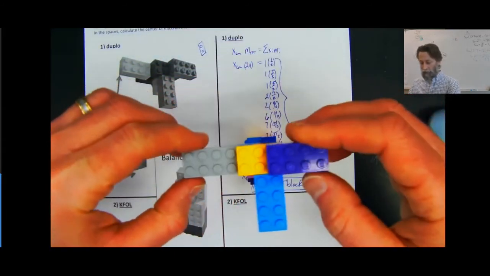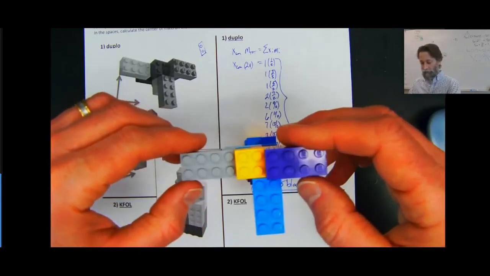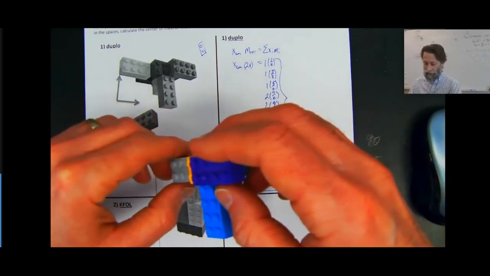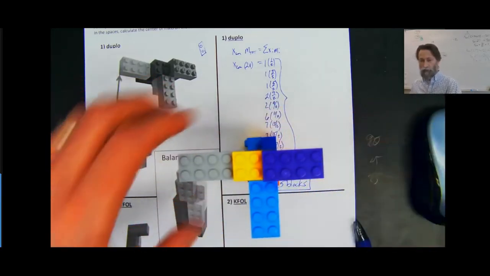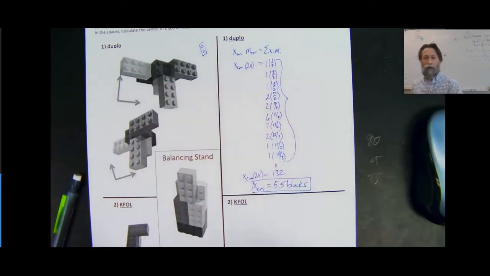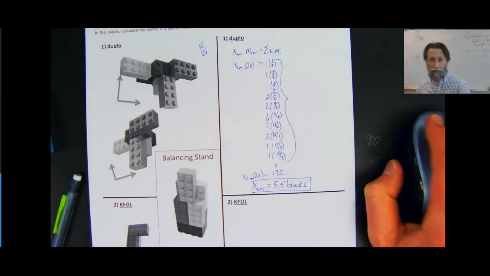So that if I put it any farther that way, it tips that way. If I put it too far this way, then it tips that way. And that's how I know that my center of mass is there. Now, I want to take this one and show you.